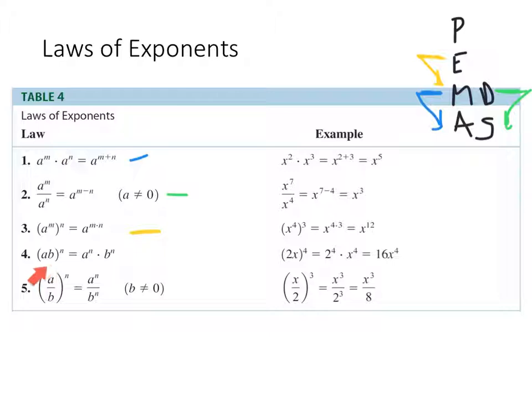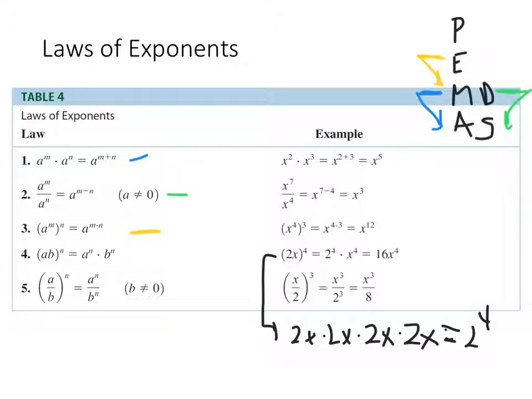We also have the power of a product. ab to the nth power is a to the n, b to the n. And I'm going to rewrite this example. 2x to the 4th power, that is 2x times 2x times 2x times 2x. And what will we do? We'll multiply all of these 2's. When we multiply all of these 2's, we'll get 2 to the 4th. And when we multiply all of these x's, what do we get? We get x to the 4th. And that gives us exactly what it told us there.